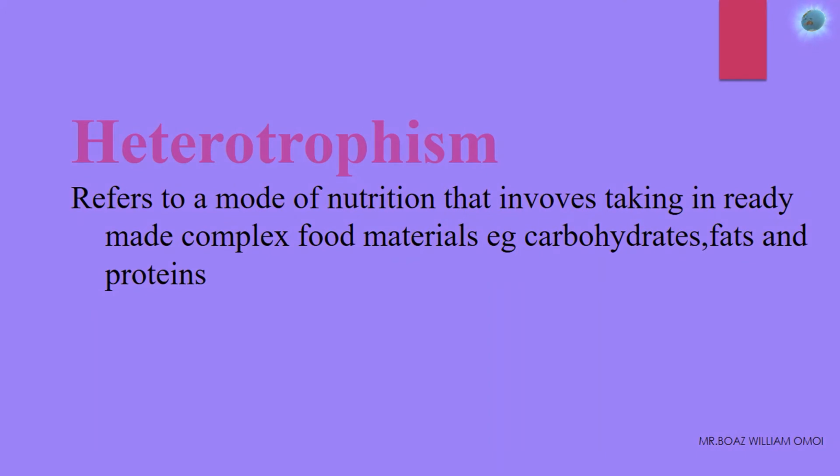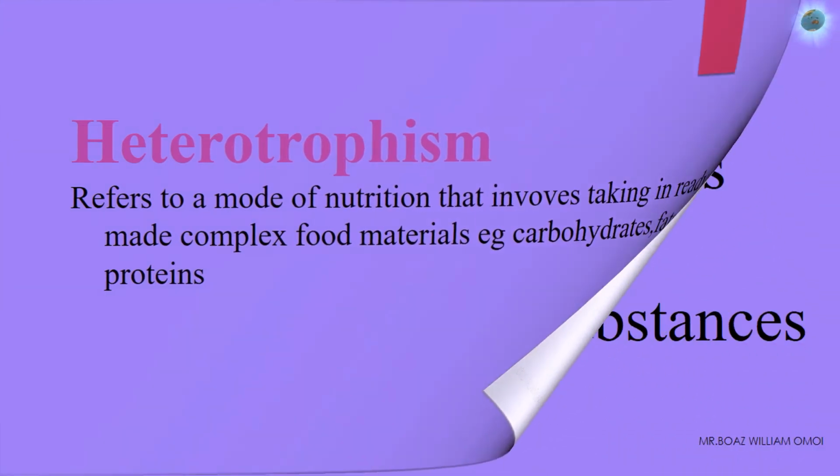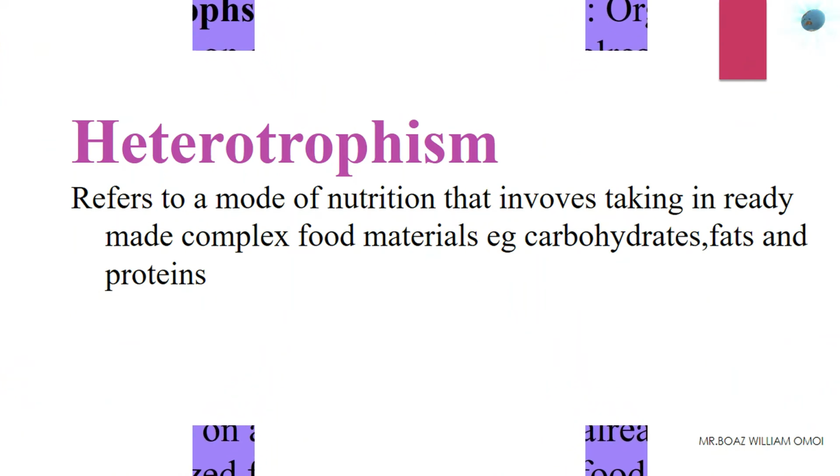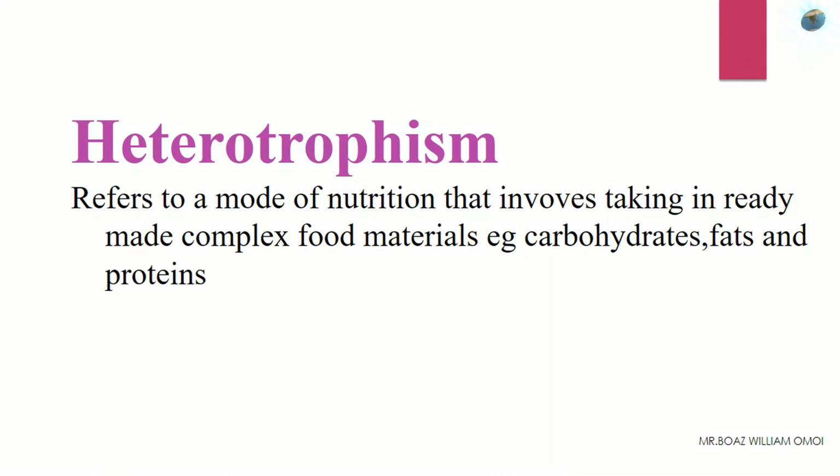Heterotrophism is a mode of nutrition that involves taking in ready-made complex food materials. It is a mode of nutrition. But heterotrophs are organisms that feed on already synthesized food substances. Those are heterotrophs. Organisms that feed on already made food materials, e.g. fats. They feed on proteins, they feed on carbohydrates. They are heterotrophs. While heterotrophism is a mode of nutrition which involves taking in ready-made complex food materials. So there is a relationship there. Ensure you are able to differentiate.